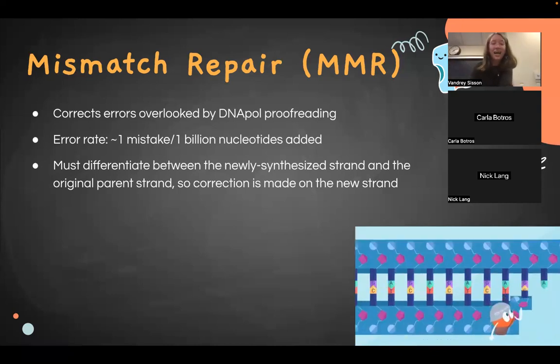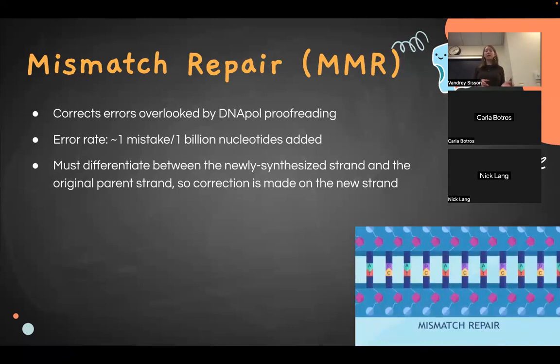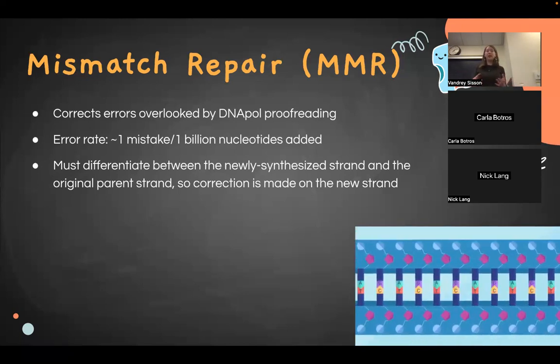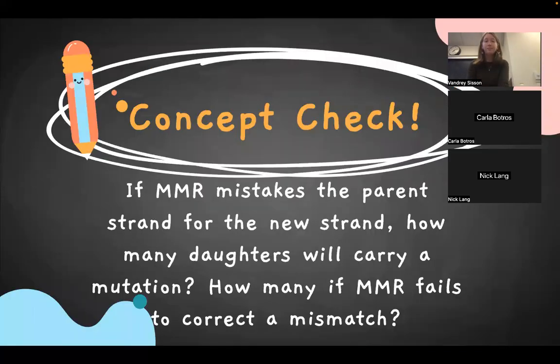per billion nucleotides, and it's really important in MMR that the cell is able to distinguish the new strand from the parent strand. So we're correcting the right one, right? If we have a mutation on our new strand, we don't want to go and change the parent strand because then we're going to end up with an actual mutation at both sites.